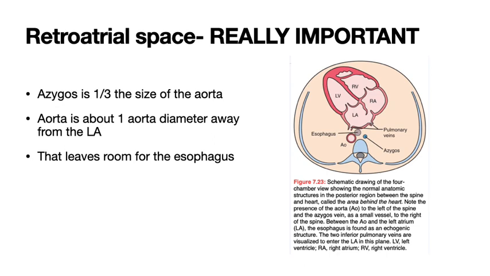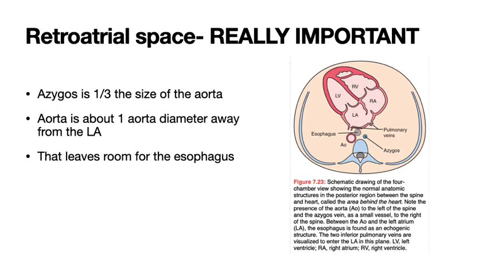All right, and then the other thing that we need to talk about while we're in the 4-chamber view is the retroatrial space. And I feel it's like one area that is really important, and echo experts really stress this when they give lectures and when they give tests, and we don't spend a lot of time talking about it. But we're going to talk about it a lot in the next bunch of lectures.